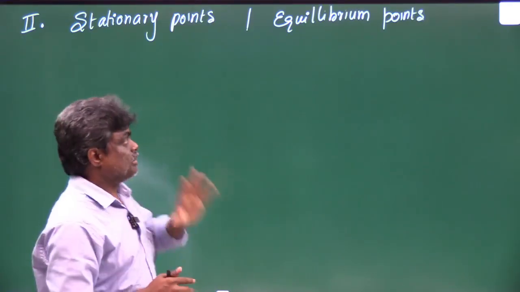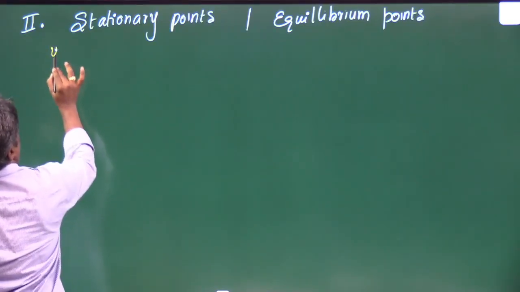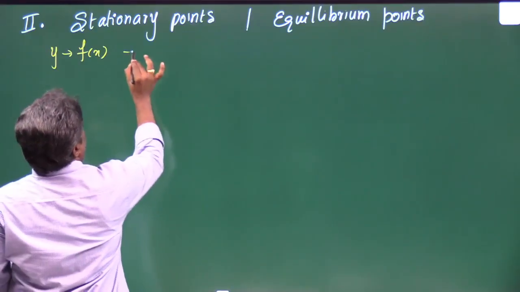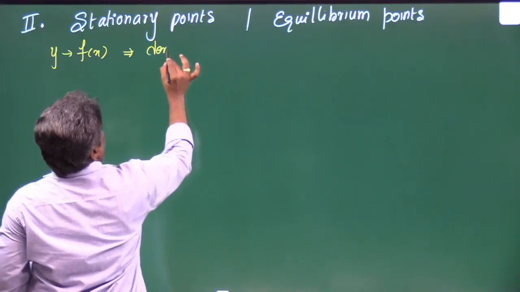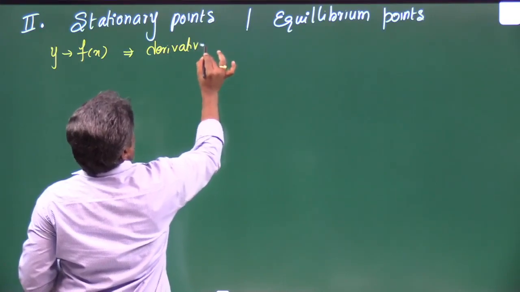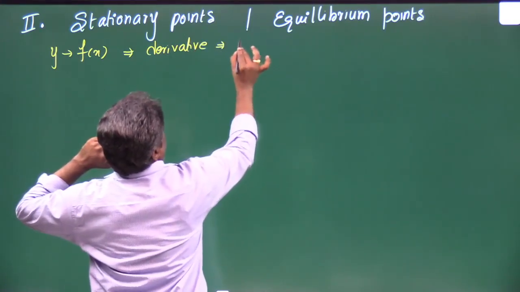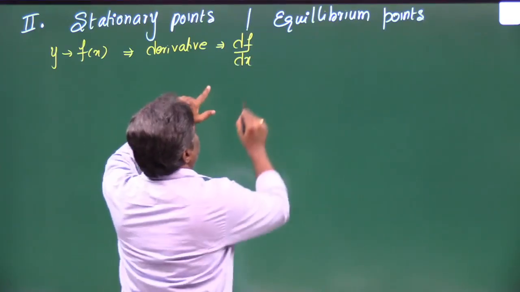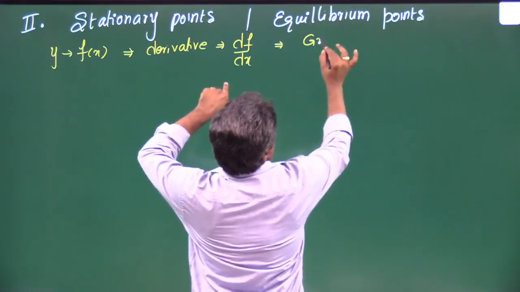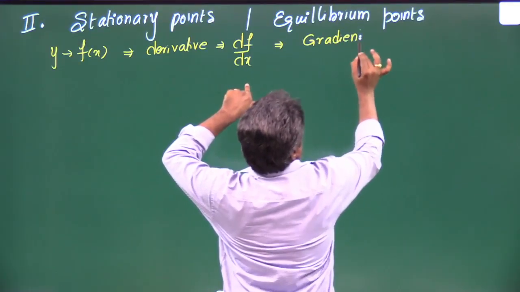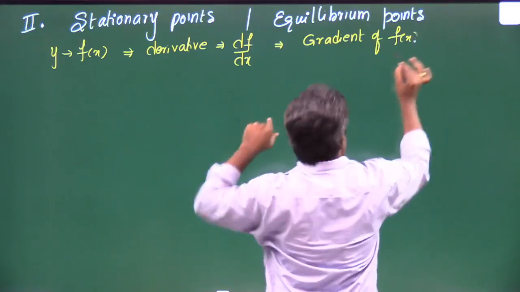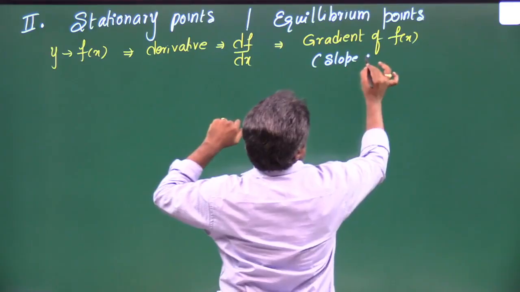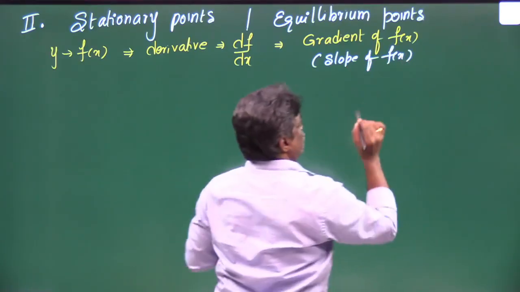Okay, so wait a minute. Now here let us suppose y is some function f of x. Now I am finding the derivative of that. The derivative we have already discussed, the rate of change of the function. The derivative is nothing but df by dx. So the derivative is also called the gradient of the function f of x, and geometrically we can use one more word, that is the slope of f of x.